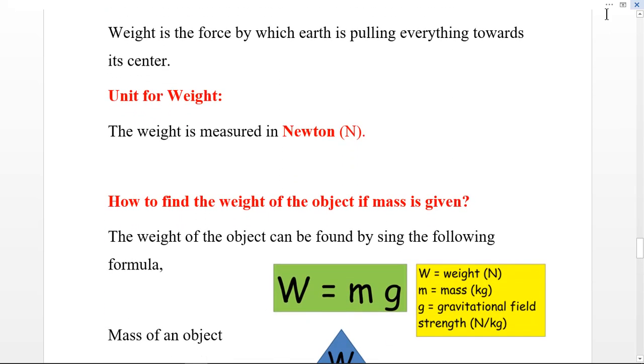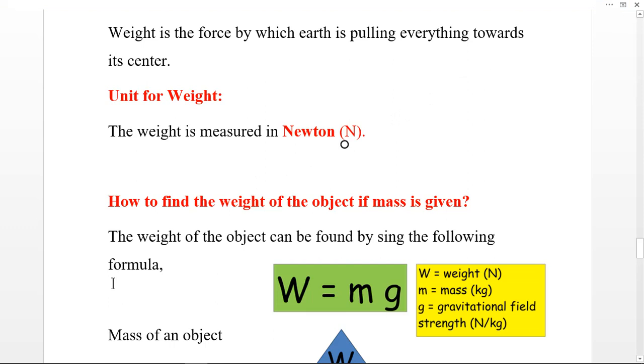Now we'll talk about the unit for weight. Like mass is measured in kilograms, temperature is measured in degrees Celsius or Kelvin. In the same way, the unit for weight is Newton and is represented by the letter N, as you can see here.